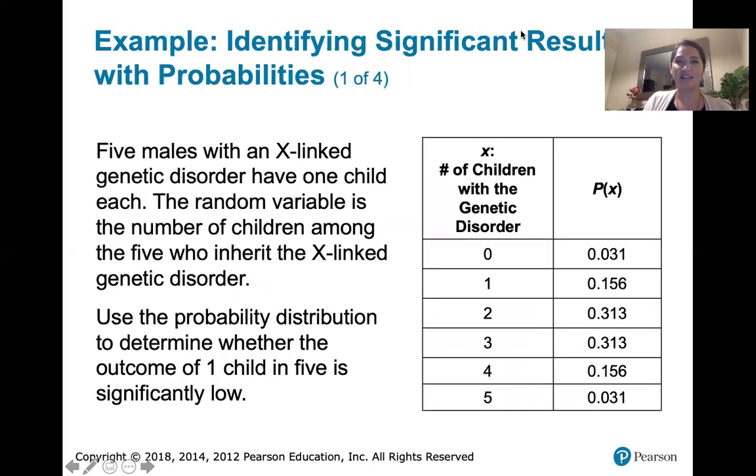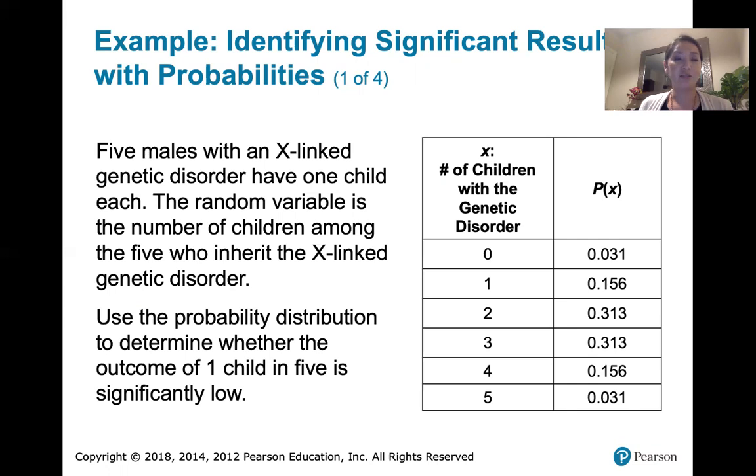Okay, so let's look at an example. It says 5 males with an X-linked genetic disorder have 1 child each. The random variable is the number of children among the 5 who inherit the disorder. So if you have 5 males, each with 1 child, you might have 0 children in the 5 that inherit the disorder, you might have all 5 of them that inherit the disorder, or you might have some value in between. And then we've got this probability distribution to the right, which we've looked at before in other videos.